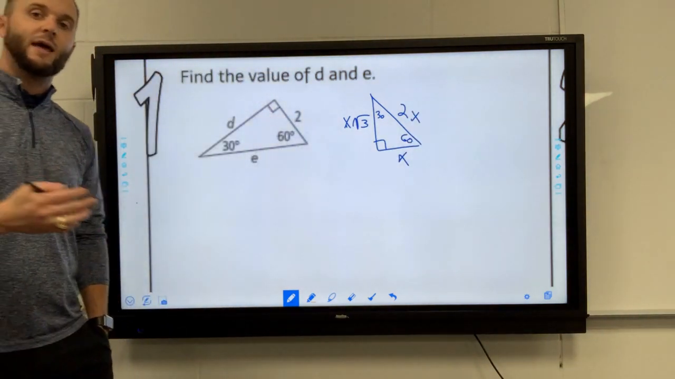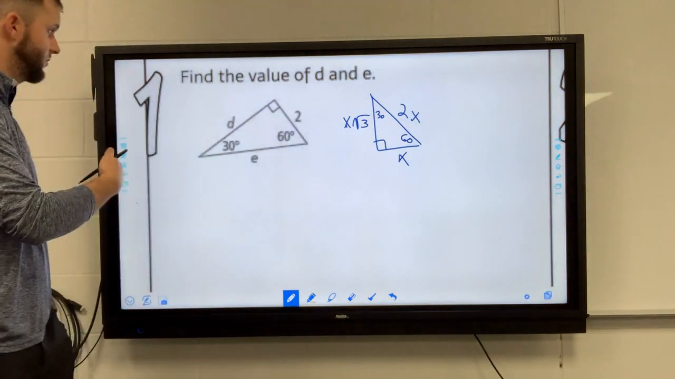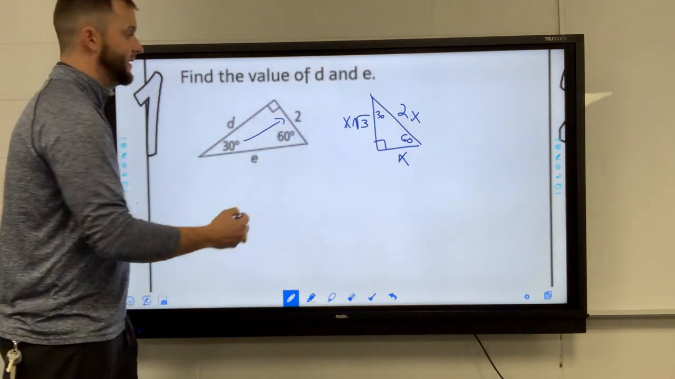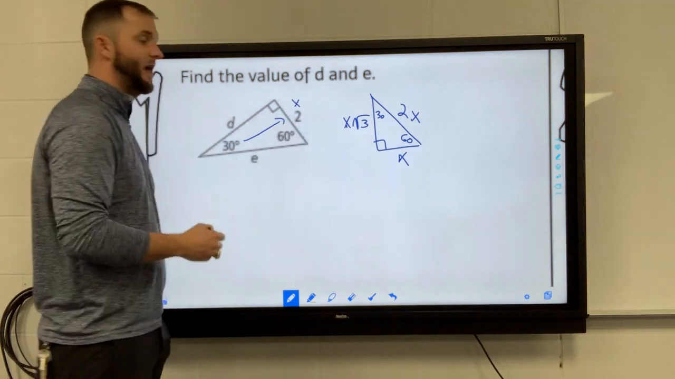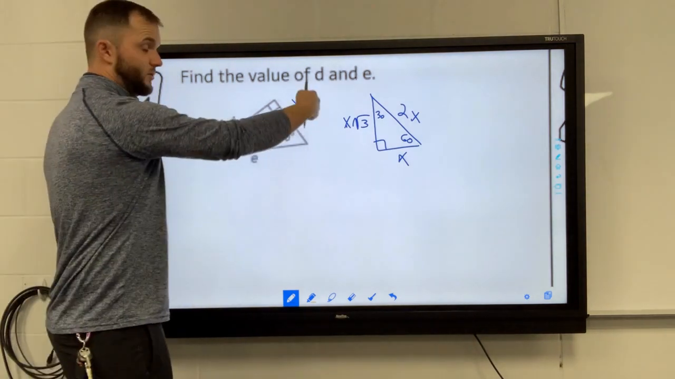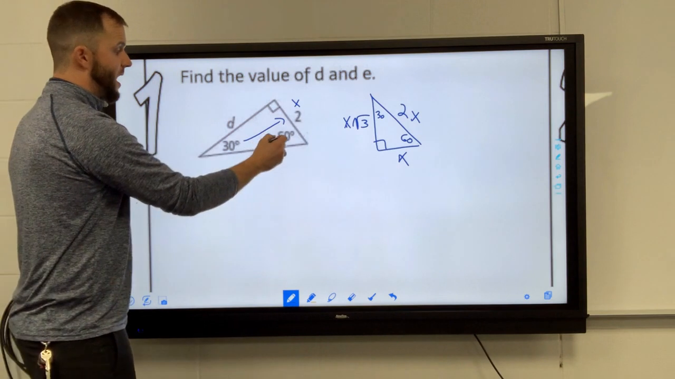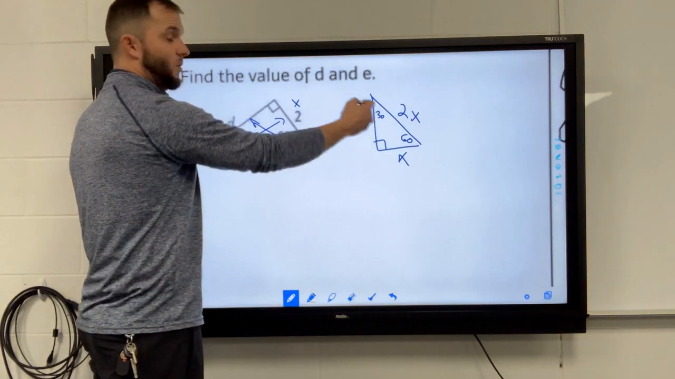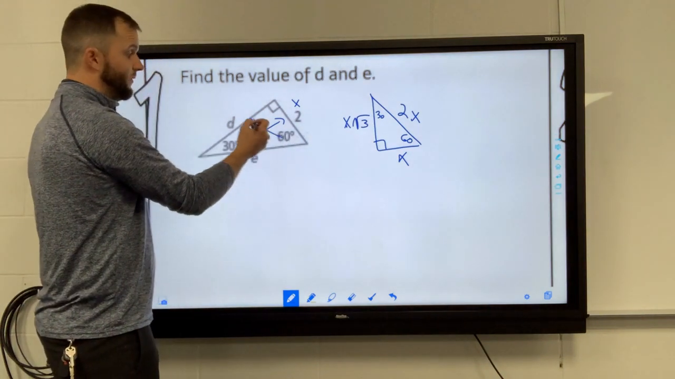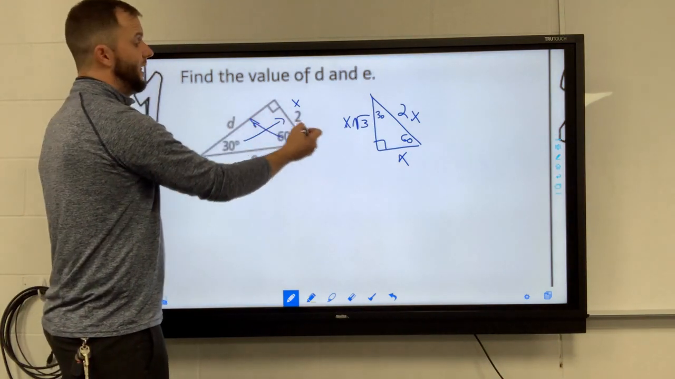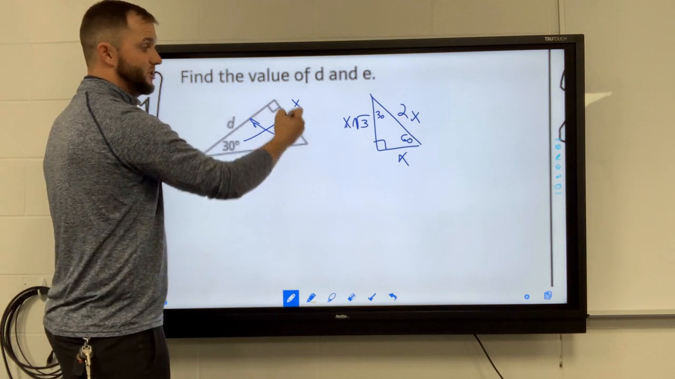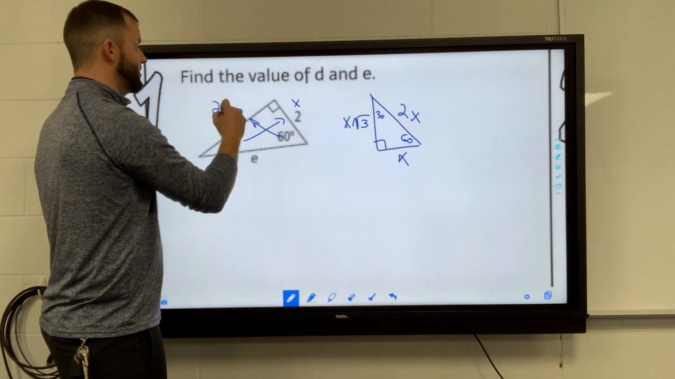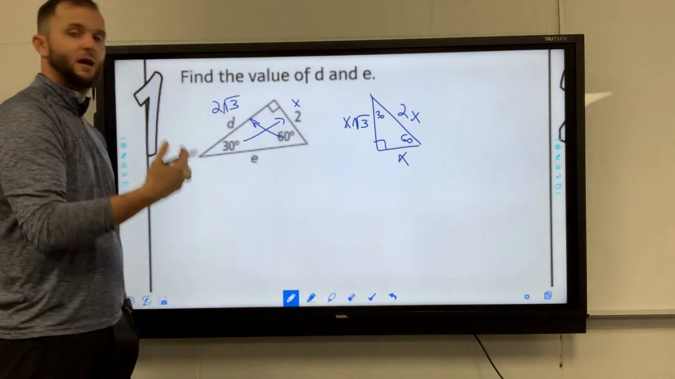So right now, let's look at what has been given to me. Remember, opposite of my 30 degree is always represented as X. That means X right now is just going to be 2, because those are in the same spot. Now opposite my 60 degree angle is always X times the square root of 3. To find this side, all I have to do is take X, which is 2, and multiply it by the square root of 3. So that means D is just going to be 2 square root 3. That's all I have to do.